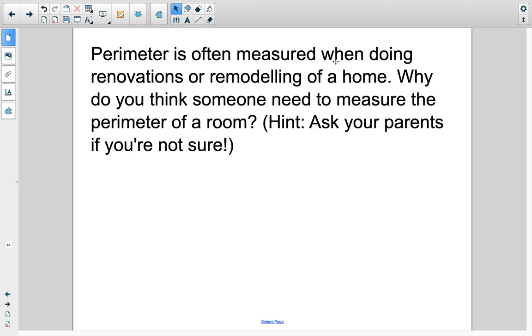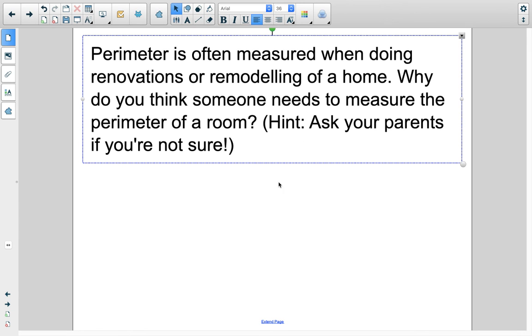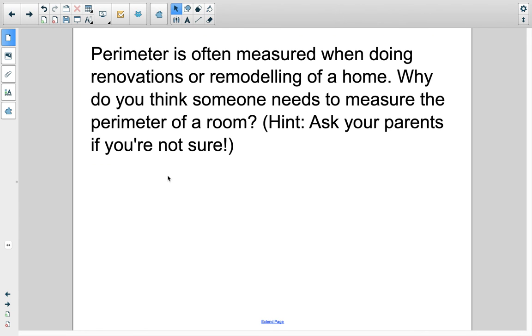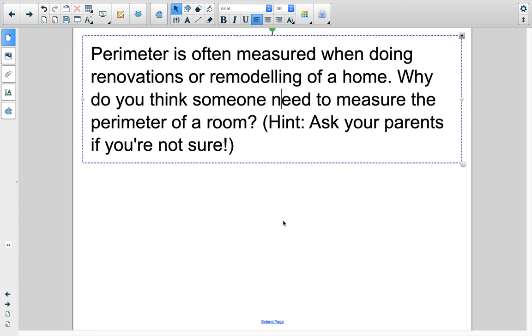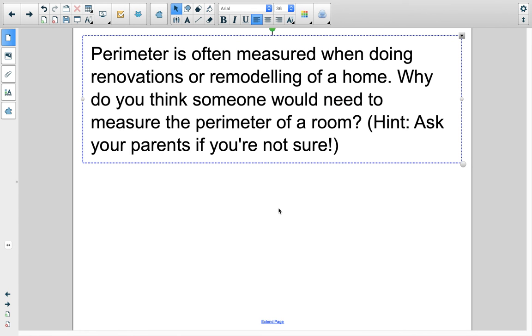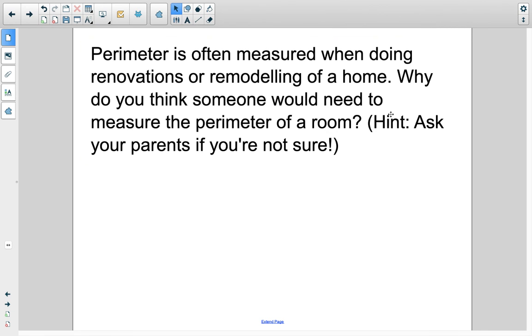So perimeter is often used in doing renovations or remodeling of a home. Why do you think someone would need to measure the perimeter of a room? If you're not sure, ask your parents, because I'm sure they've done it before for specific reasons, if they've ever renovated their house.